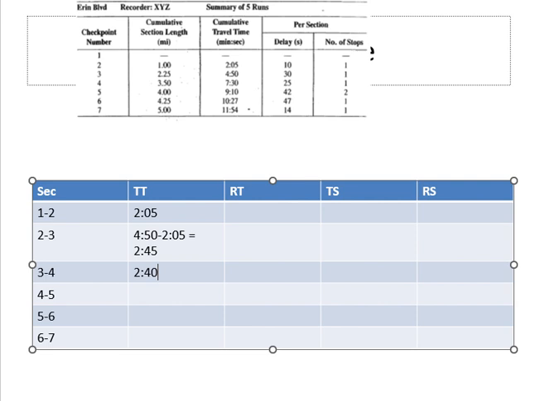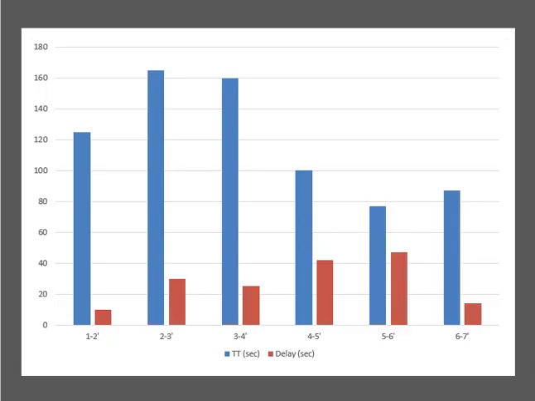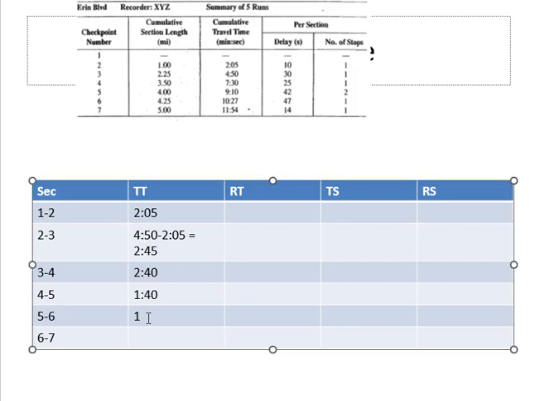Next one, 910 minus 730. 1027 minus 910. 117. Come on. Okay, 1154 minus 920, 1027. Okay. Yeah. Now, what is the difference between running time and travel time?